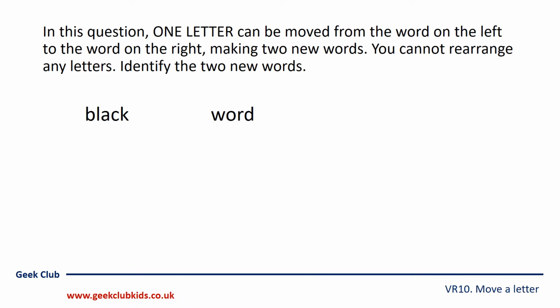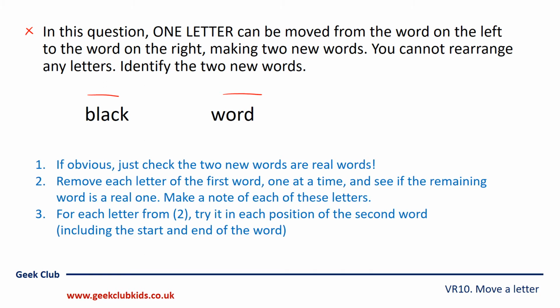Have a read of this example. In this question, one letter can be moved from the word on the left to the word on the right, making two new words. You can't rearrange any letters, but can you identify the two new words?